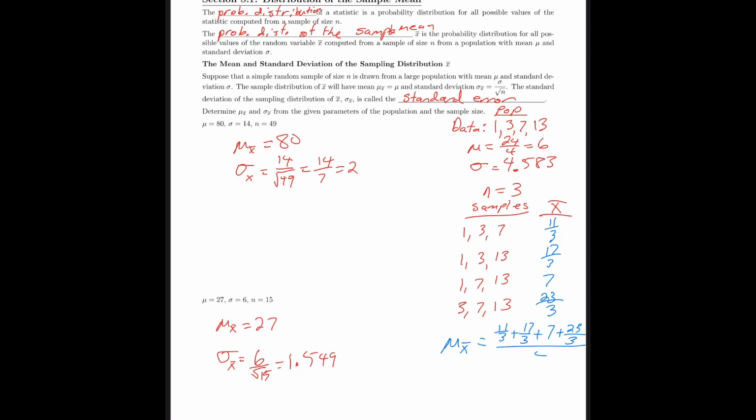So the idea behind mu sub x bar is I find the mean of my means. So mu sub x bar would be 11 thirds plus 17 thirds plus 7 plus 23 thirds, divided by 4 because I have 4 inputs. And mu sub x bar is, let's see, 11 plus 17 plus 23 is 51, and 51 divided by 3 is 17. So 17 plus 7, divided by 4.